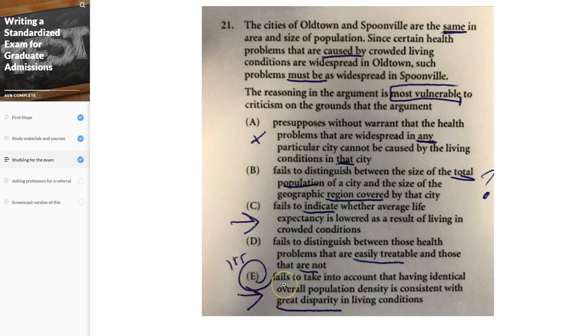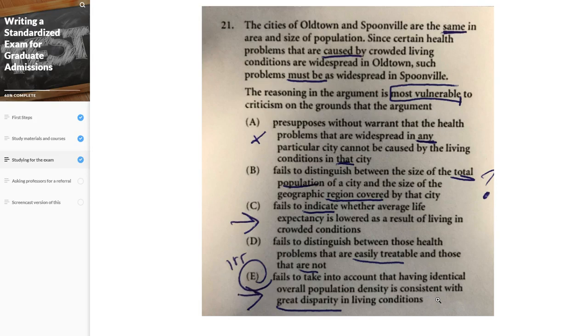Okay, let's look at E. Fails to take into account that having identical overall population density, ooh, I like that, overall population density, that's area and population. Population density is consistent with great disparity in living conditions. Oh my goodness. I really like that one.